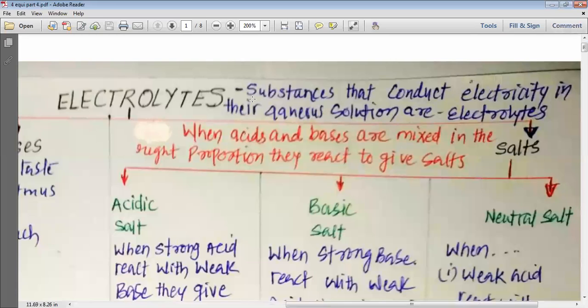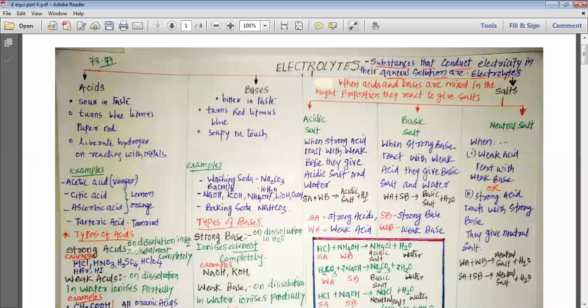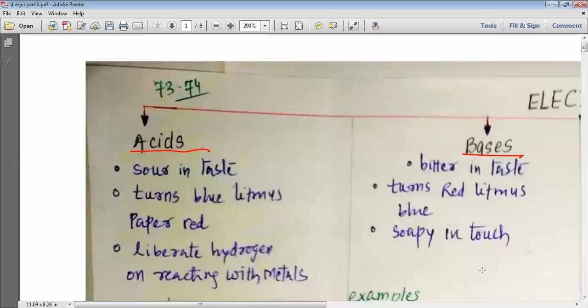Okay then. Electrolytes are the substances that conduct electricity in their aqueous solution. When we look into the electrolytes, we can divide them into three different groups: acids, bases, and salts. So let us study about them one by one in detail.